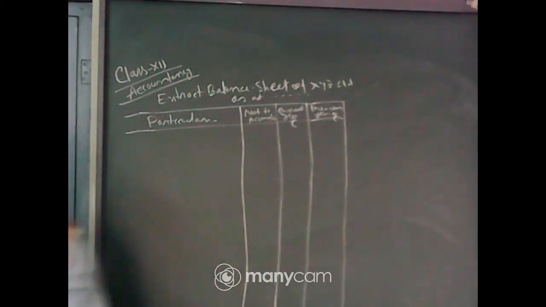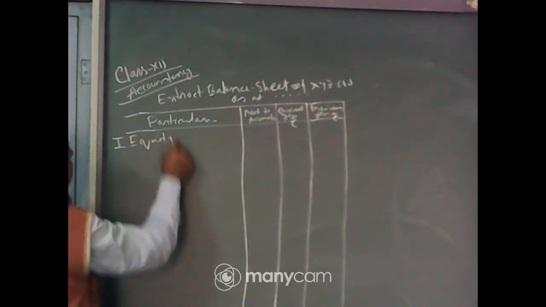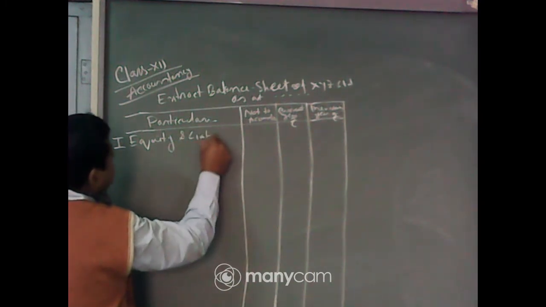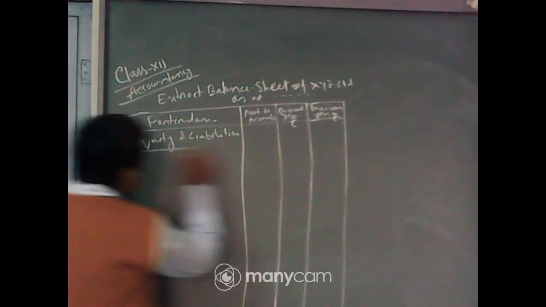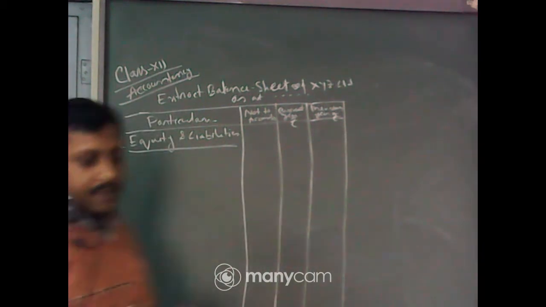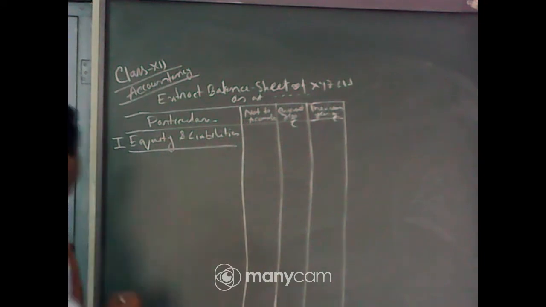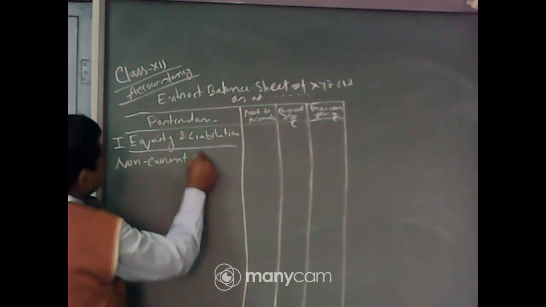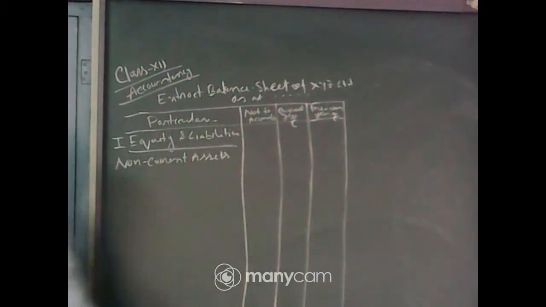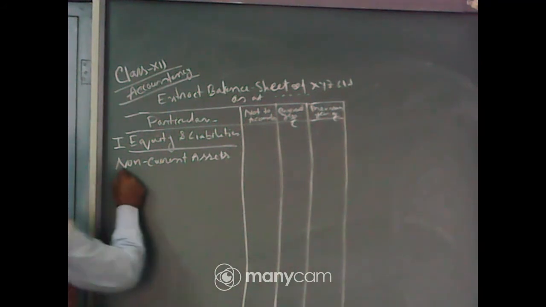Okay. So the first heading that comes is Equity and Liabilities, on the liabilities side. Now in equity and liabilities, first we will discuss long-term borrowing, long-term debentures. Long-term debentures come under non-current liabilities, so the next heading will be Non-Current Liabilities. Under it, debentures, as we have already discussed, are one type of loan we have taken.